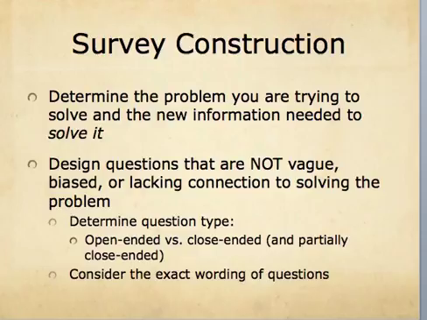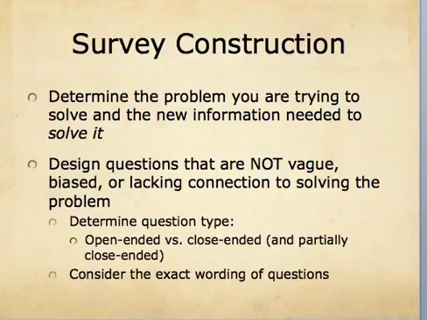In terms of constructing the survey itself, think about the problem that you want to assess or solve and what new information you need to solve that problem. And then you design questions based on that. You want to make sure you design questions that are not vague, that don't bias your participants in any particular way, or that lack connection to solving the problem. Then think about a question type, open-ended or closed-ended questions, and how you're going to word the questions. Again, you want to make sure you don't bias the participants in a particular way.